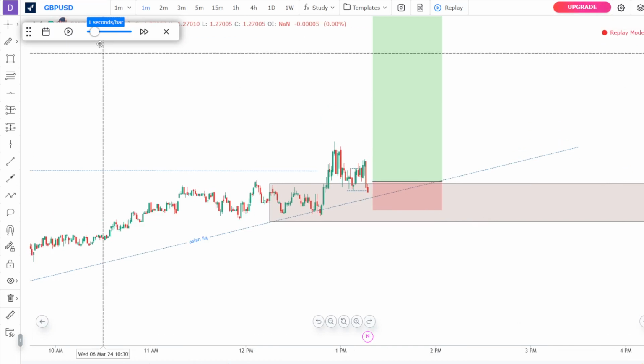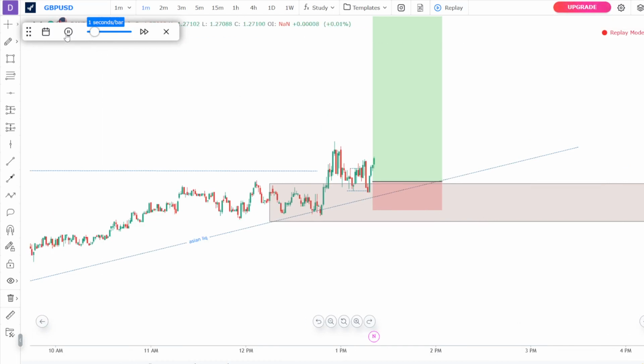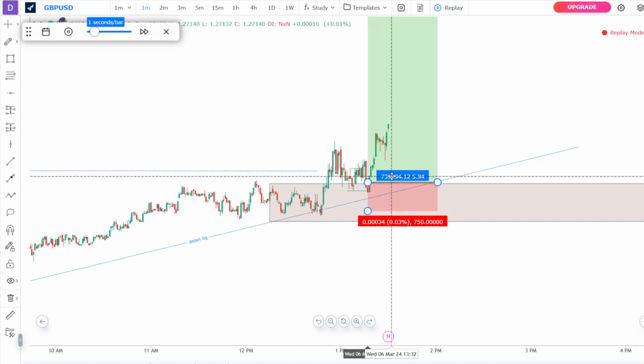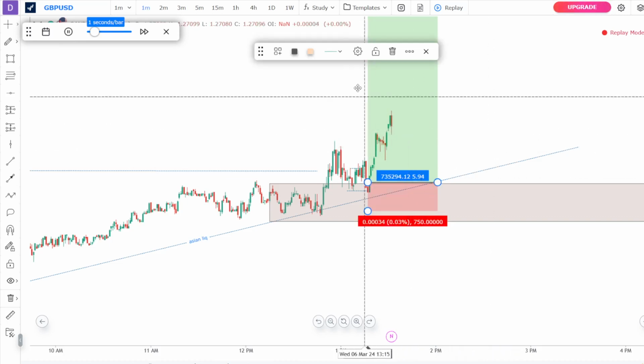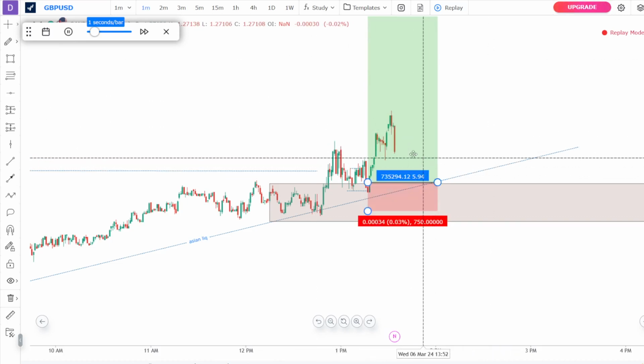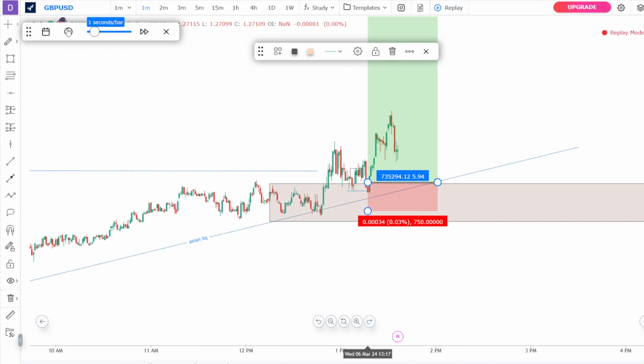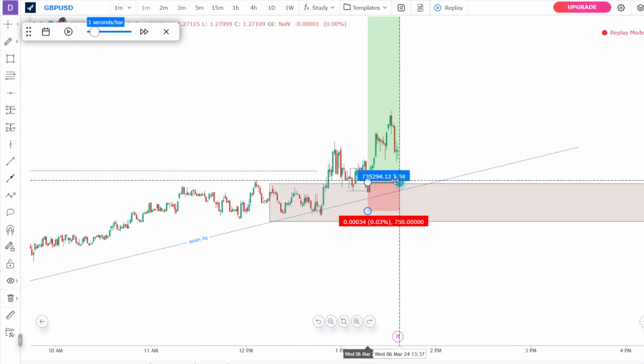So play the price forward. Okay, the price got tagged into the trade. We are in the trade, and the price is going up. We are in the trade, and the price is going up, right? Okay, so we are in this beautiful trade, and the price is going up. So let me make it small.